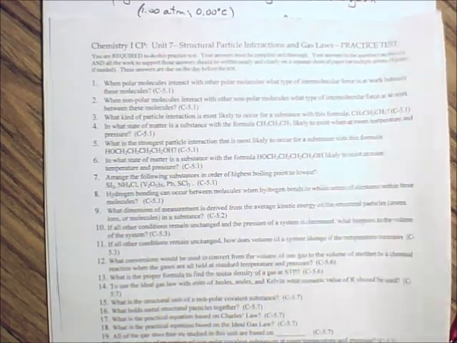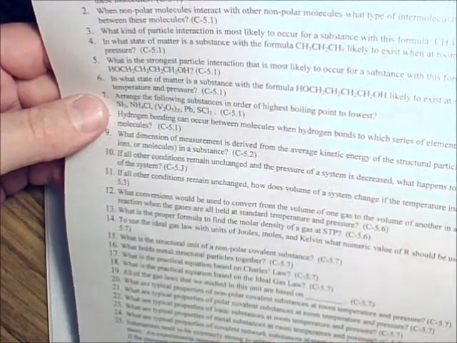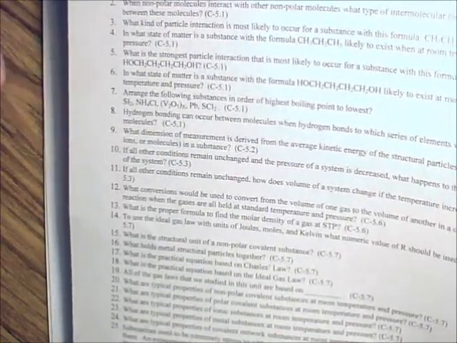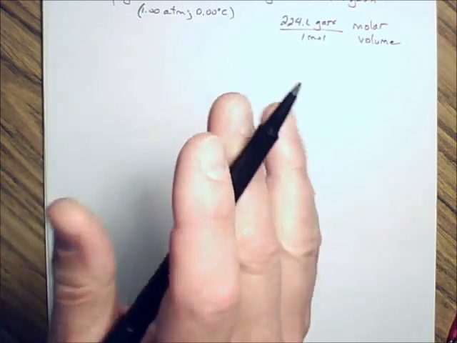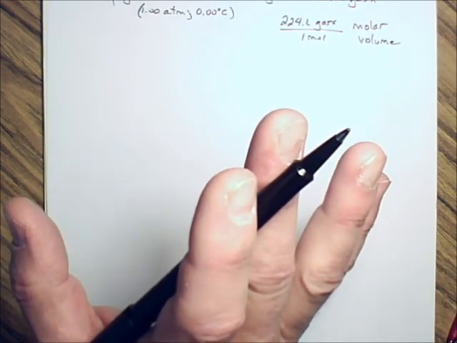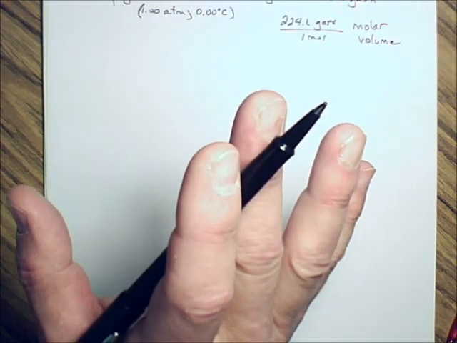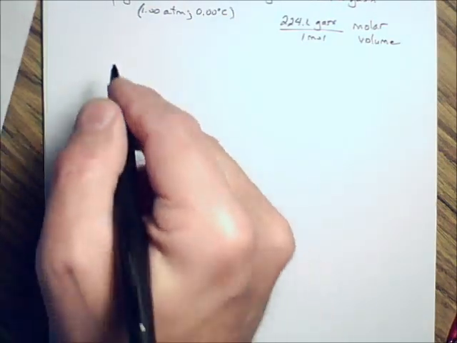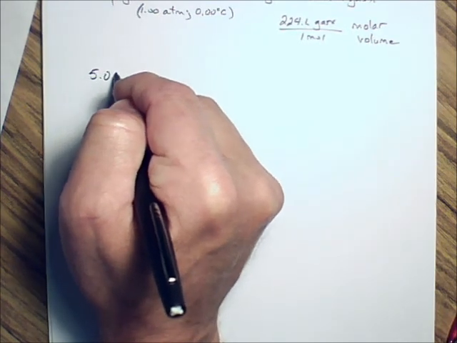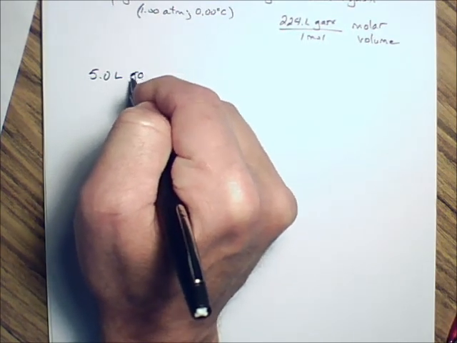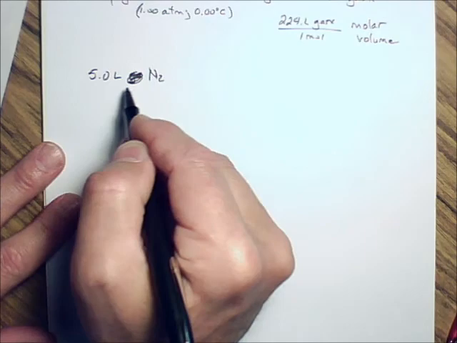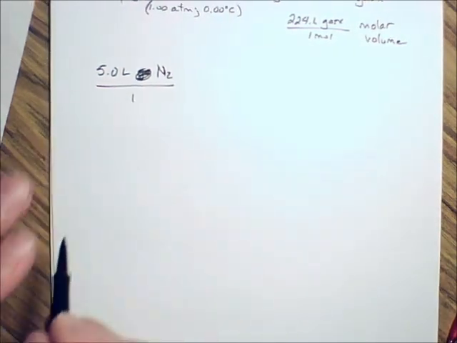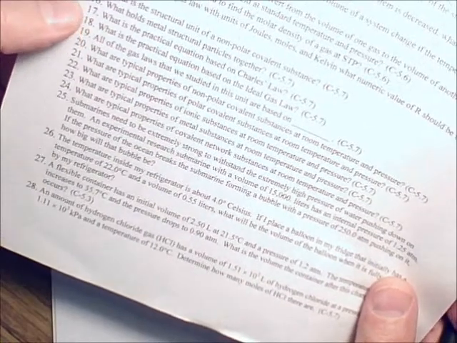What conversions would be used to convert from the volume of one gas to the volume of another in a chemical reaction when the gases are at standard temperature and pressure? Well, let's see. So I've got the volume of a gas. Now, I'm just making up a volume. Please don't ask me 5 or 10 minutes from now, where'd you get that volume from? What am I doing? Making it up. All right, I'm going to just say I've got 5 liters of this gas. Well, let's get a specific gas. How about nitrogen gas, okay? All right, 5 liters of nitrogen gas. What I want to do is to go from what the problem is asking me. This is what number was this again?